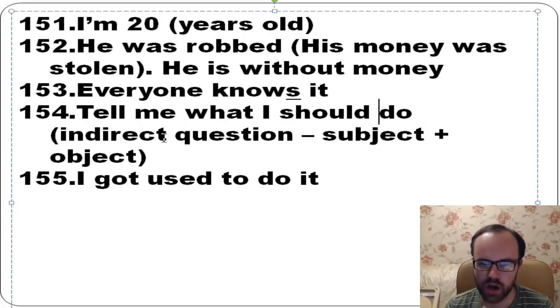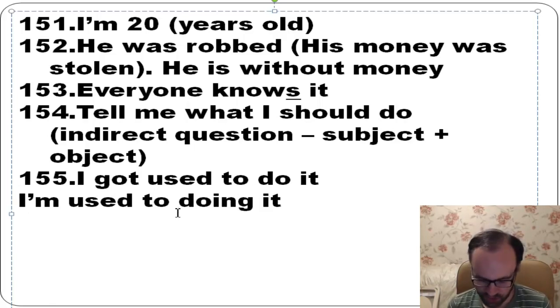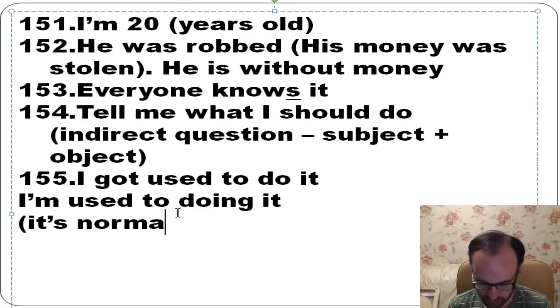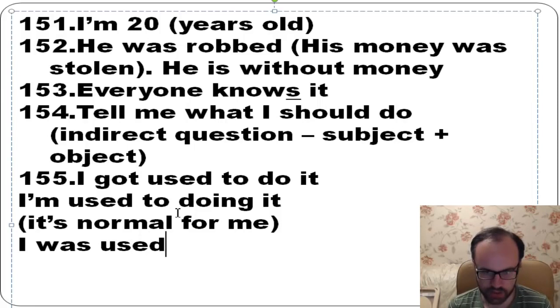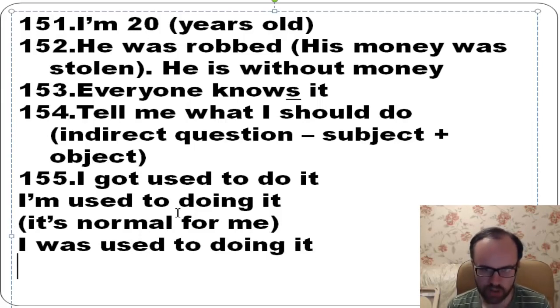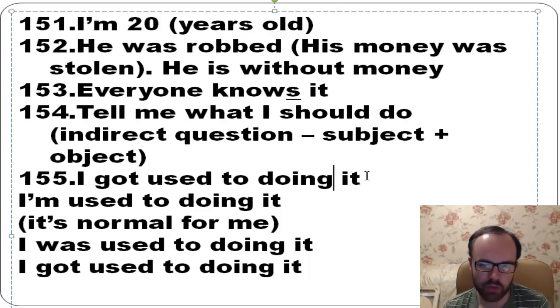Okay. Next, "I got used to do it." What does this phrase mean? We talked about this phrase. "I'm used to doing it" means it's normal for me. If you want to say it in the past, you can use "I was used to doing it," or you can also use get in the past form: "I got used to doing it." Don't forget to use ing. It means it became normal for me.